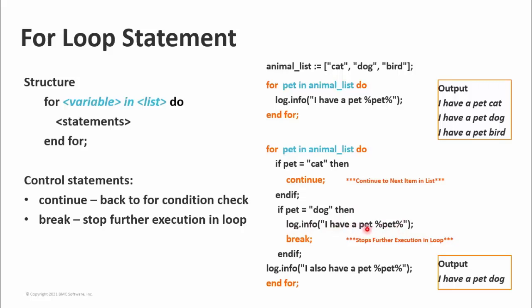So this will get logged: I have a pet dog. And then we will break completely out of the for loop and go on with the rest of the statements. So the only output of this entire for loop is I have a pet dog.